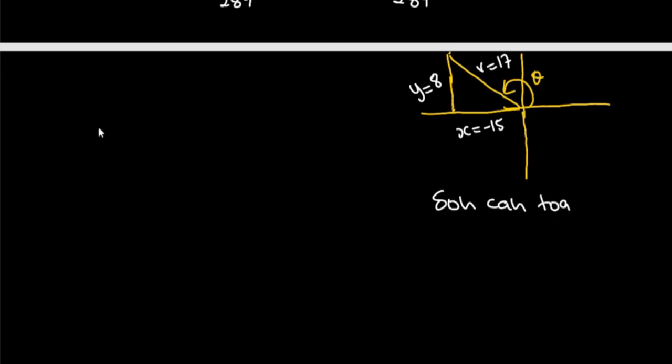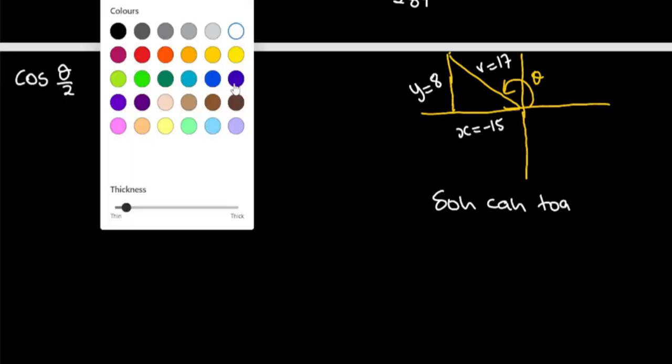Right. So now let's look at the question. The question wants us to find the cos of theta over 2. And we need to refer from this diagram. We need the cos of theta over 2. What is the next thing that you're going to do? I need you to think of this question in this way.